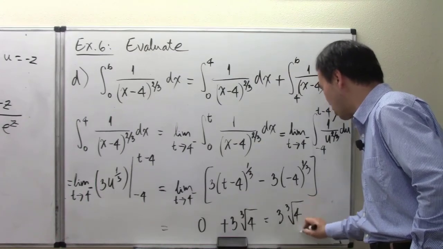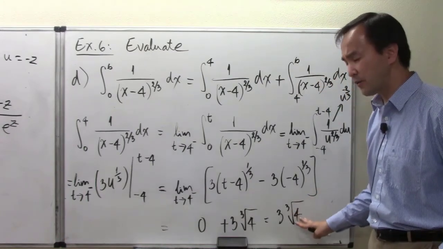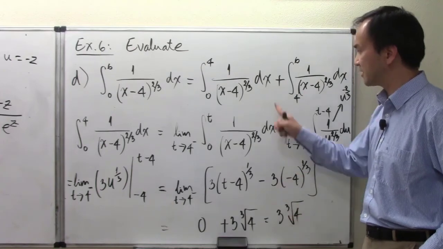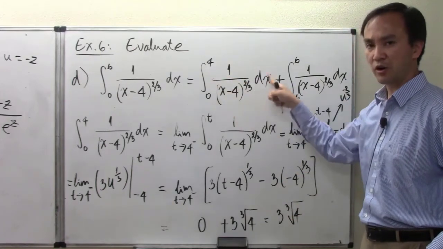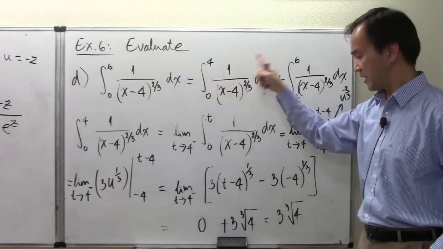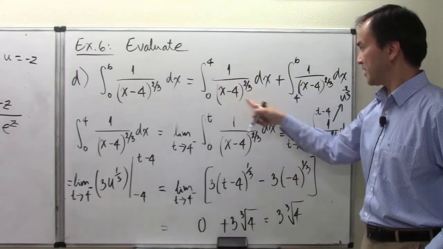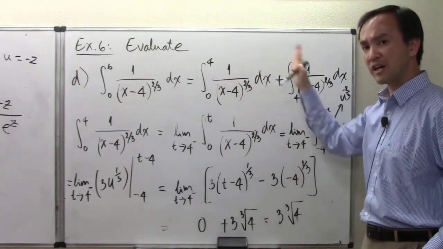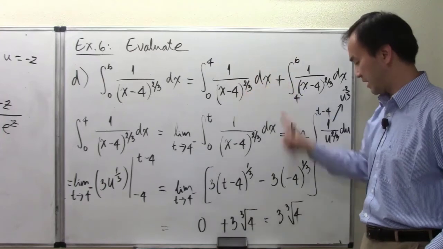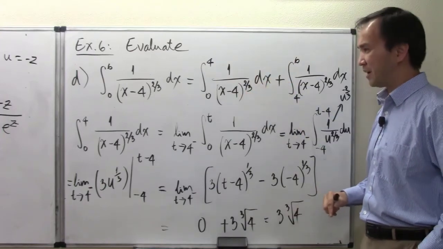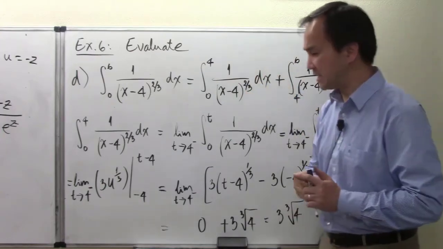All right, but hold it. This is not the total final answer. This is only the final answer for our first integral over here. This first integral is one of our 2 broken up ones. This one here is 3 times the cube root of 4. Okay, so I'm going to step over to my other board.